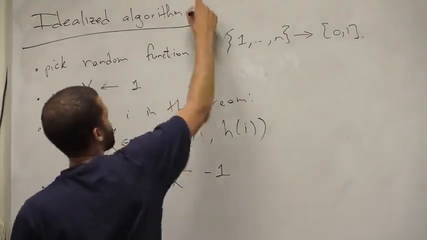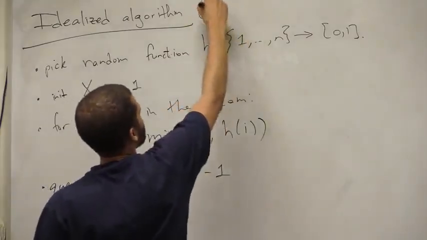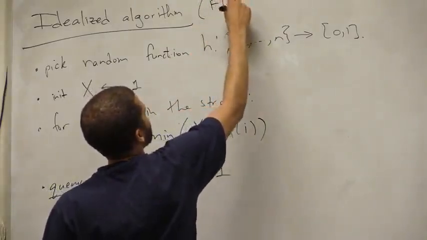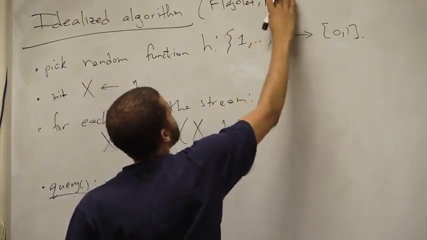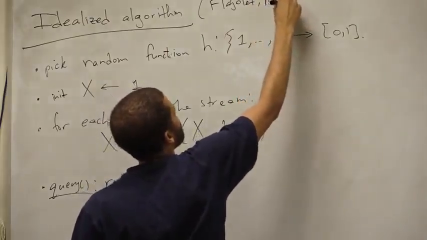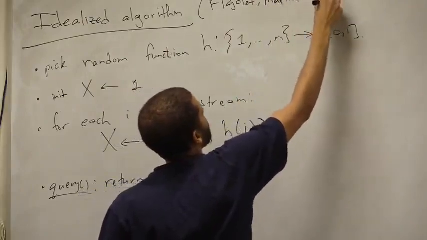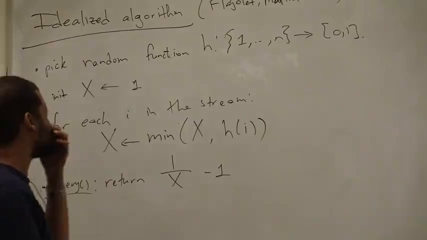And everything I'm going to talk about with this algorithm is really due to Flajolet and Martin. Martin is his last name, and Flajolet is also his last name, back in 1983.